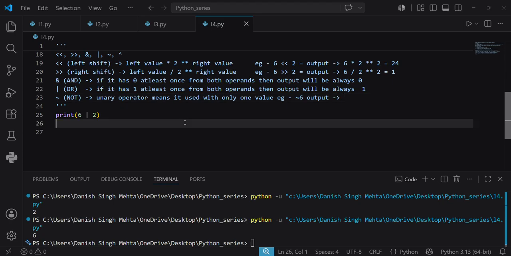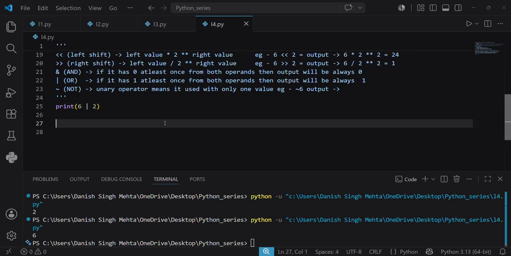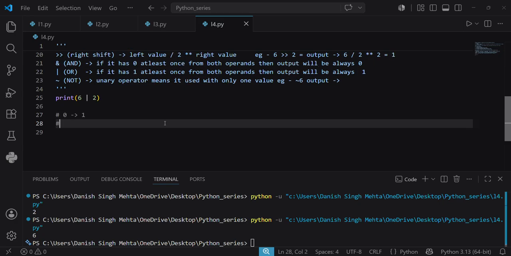So how does this NOT work? Basically it converts 0 into 1 and 1 into 0. What does that mean? Basically, if I have value 0, then it will change it to 1. And if I have value 1, then it will change it to 0.